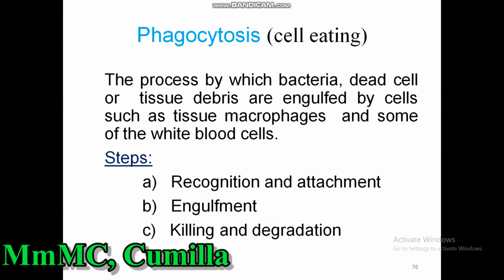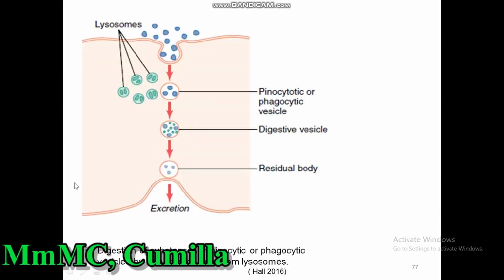Phagocytosis, also known as cell eating, is the process by which bacteria, dead cells, or tissue debris are engulfed by cells such as tissue macrophages and some of the white blood cells. What are the steps of phagocytosis? Recognition and attachment, engulfment, killing, and degradation.